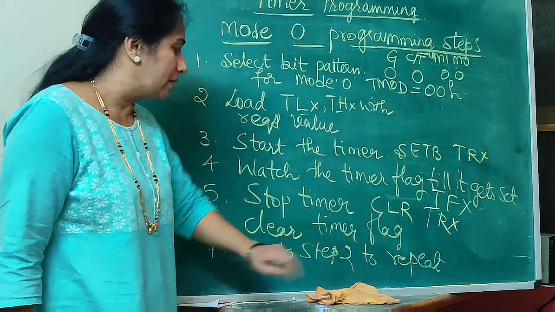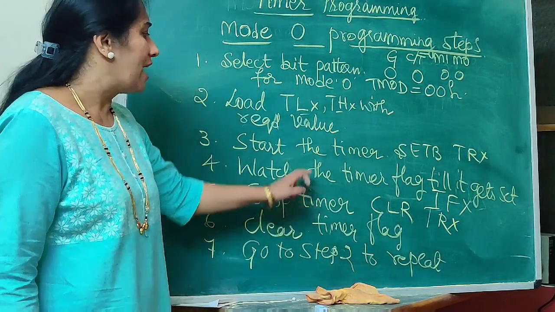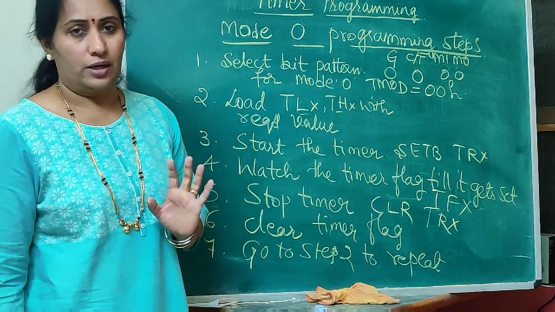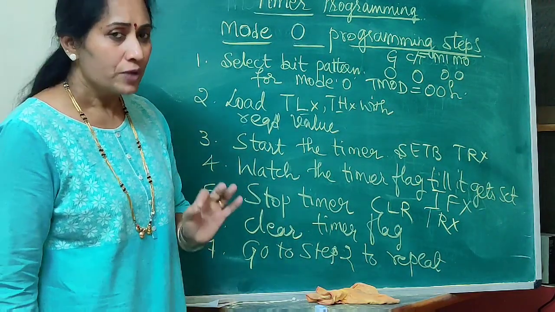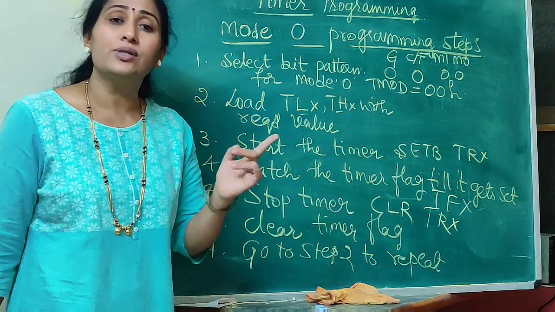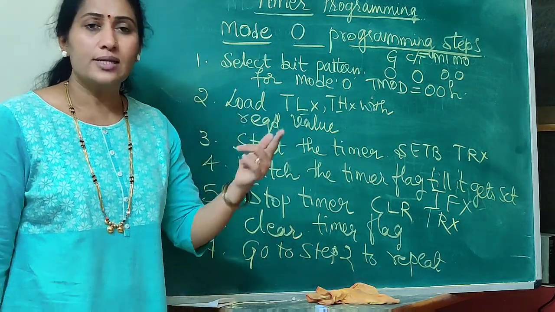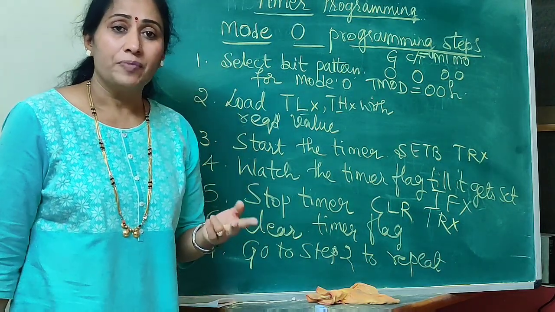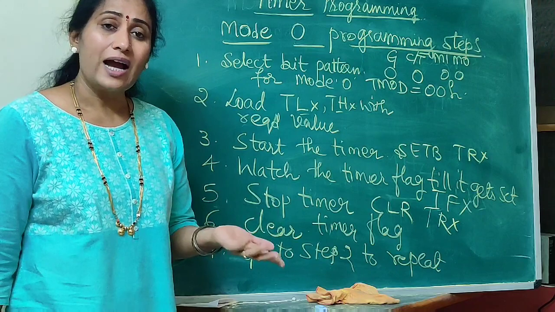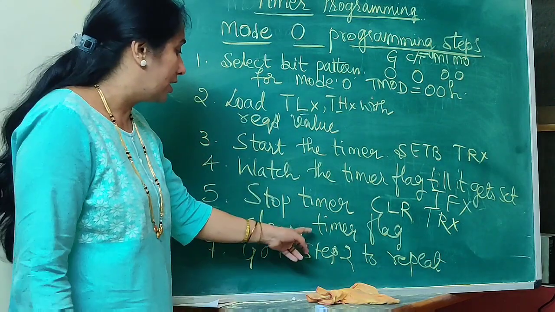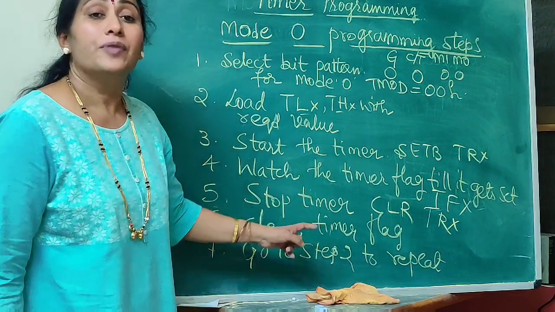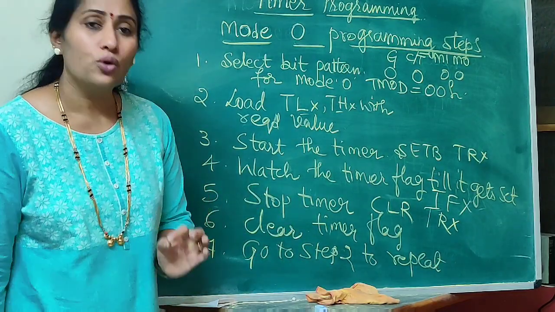It is going to stop the timer. And now the flag which has got set should be cleared by the user. The same flag we are going to use as an interrupt, which I am going to discuss in interrupt programming. There it will be set by the machine and cleared by the machine. But here it is set by the machine, and the programmer has to clear it.